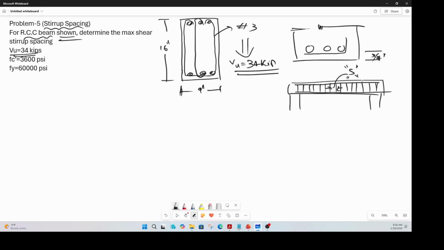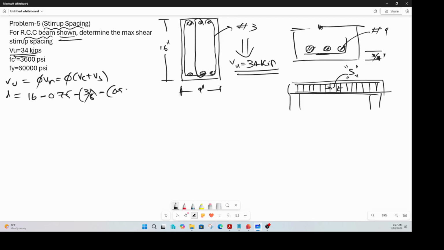So let's get started. Before we do anything, what is being asked is Vu, which is nothing but phi times Vn, which is nothing but phi times Vc, the contribution from concrete, plus Vs, the contribution from steel. Effective depth is the total overall depth minus your clear cover, minus one diameter of number 3 bar, that is this bar here, and you go to half the diameter of these bars here, which are number 9.